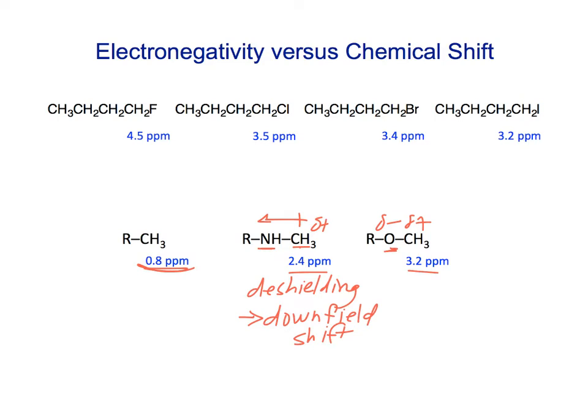Up above, we're looking at CH2 groups, and we're looking at a trend down the halogens. We know that fluorine is the most electronegative atom, so it's going to cause the most deshielding. So the CH2 on the carbon next to the fluorine here is 4.5 parts per million. If it's a chlorine, it's less electronegative, less deshielding, goes to 3.5. Bromine less, 3.4. Iodine even less, 3.2. So the trend follows the electronegativity there.